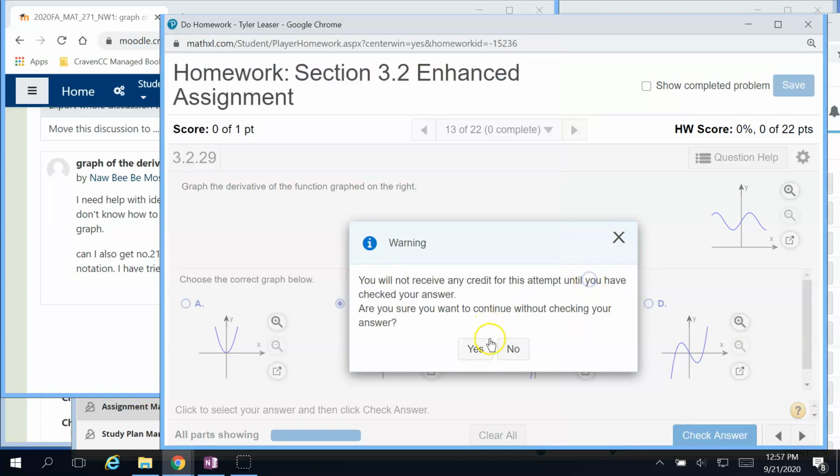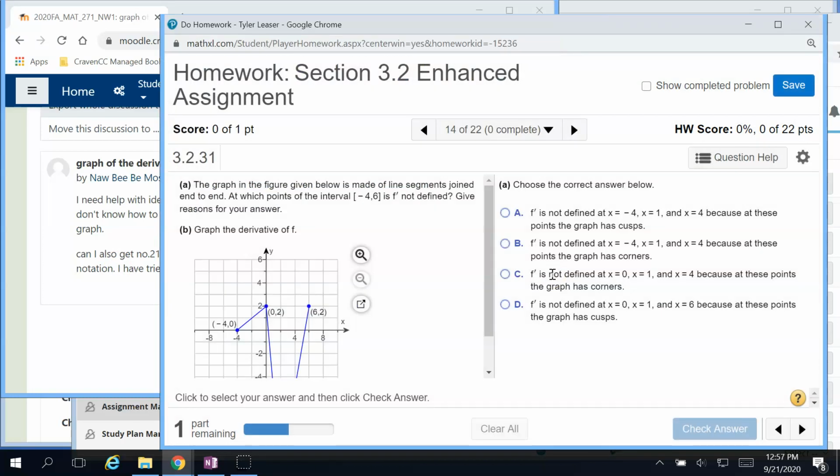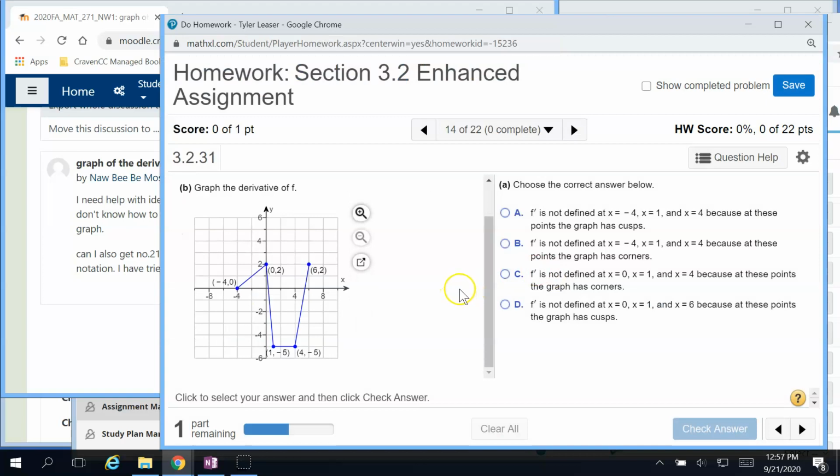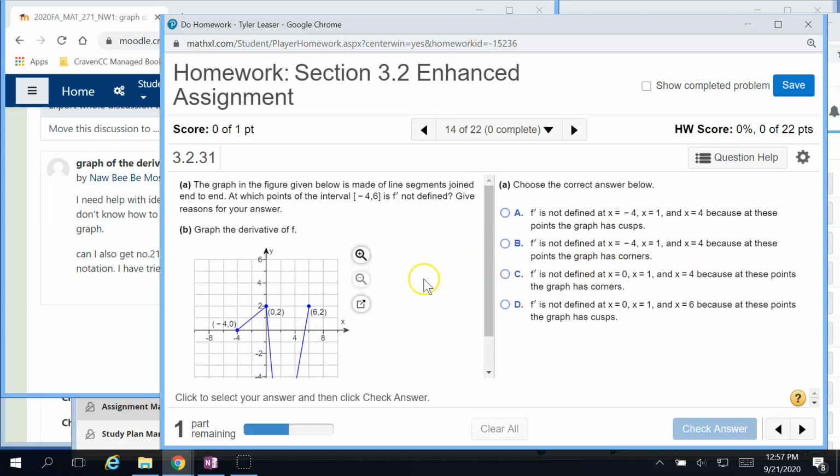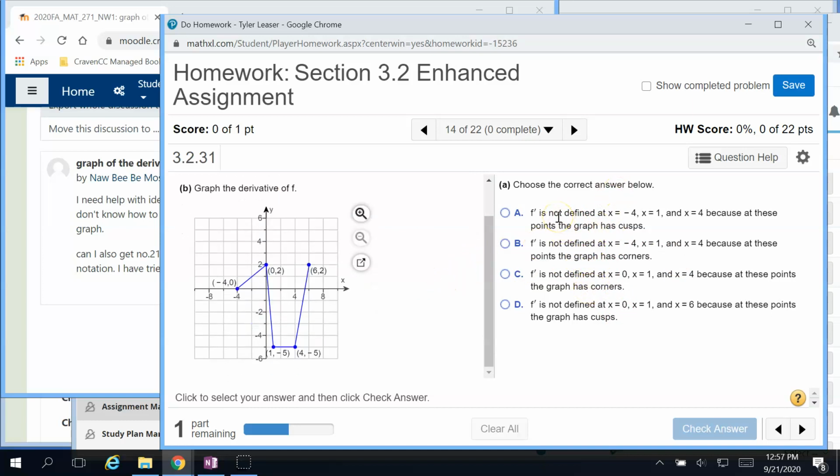I think there was one more, 14. Again, very similar kind of thing. So this one, you're actually finding slopes at particular points given this curve here. The first question is just kind of a multiple choice here. Choose the correct answer. So we'll just go through each of these. The derivative is not defined at -4, 1, and +4. So we do have to be careful about that.